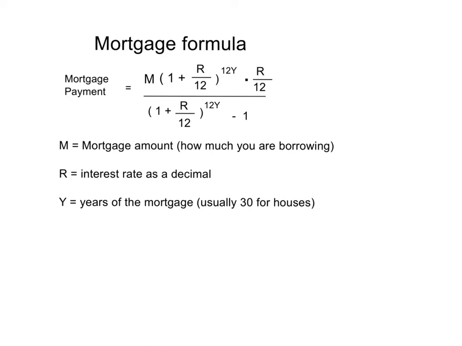In this video lesson, we're going to be going over how to use the mortgage formula. And for these questions, you're going to be given three different values. M represents the mortgage amount, how much money you are borrowing. R is the interest rate, and just like you did for the interest questions, you need to convert the interest into a decimal. And Y is the years of the mortgage, usually going to be 30 years for mortgage problems.